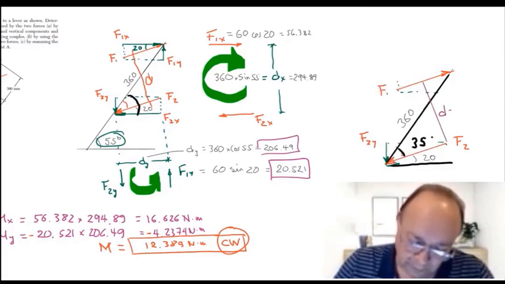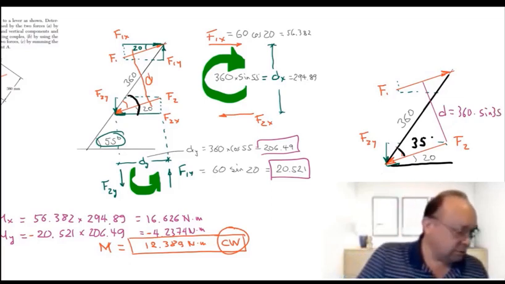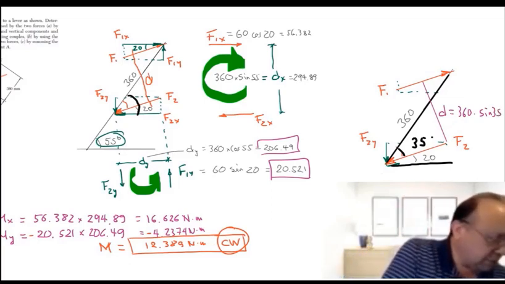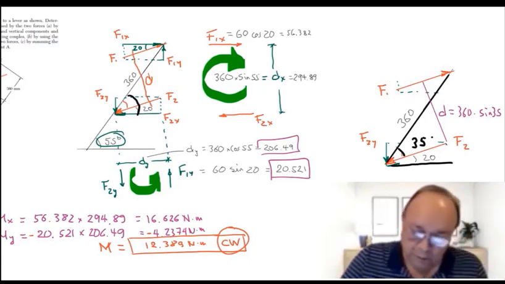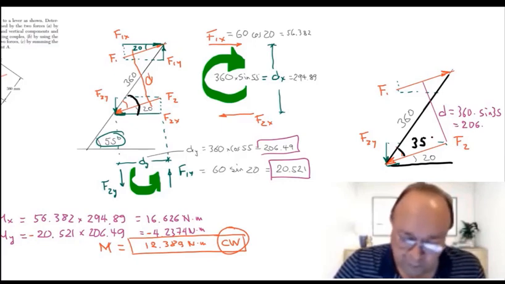D equals 360 sine 35. 360 sine 35. 206.5. 206.49.